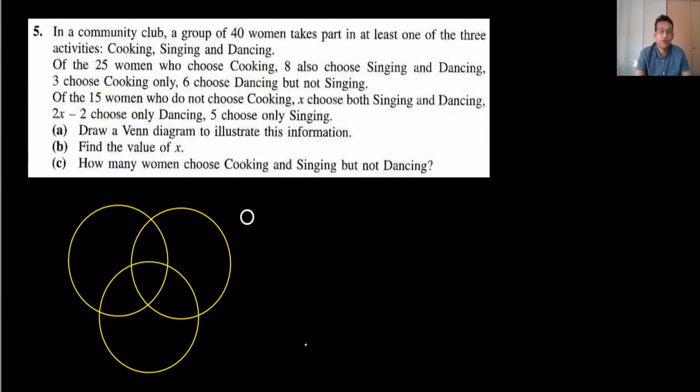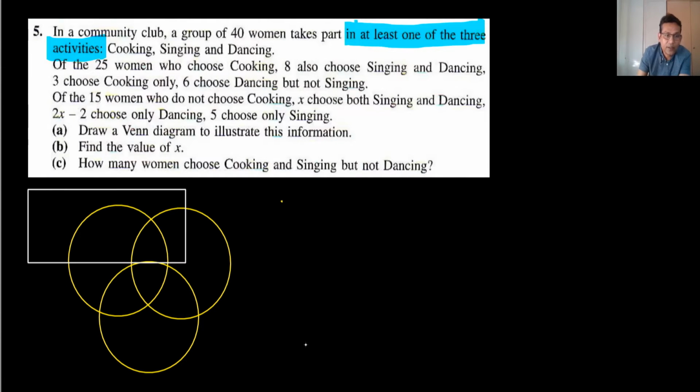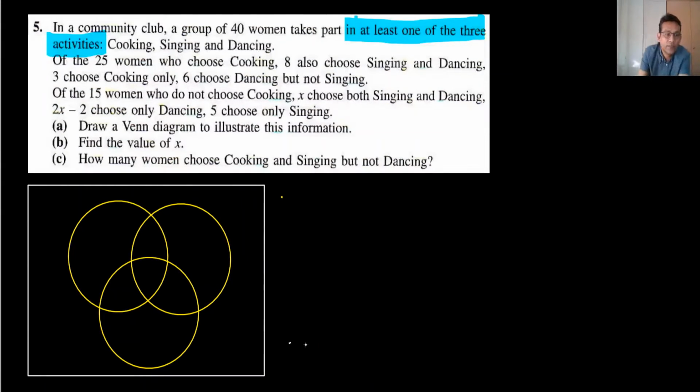This type of question I have already done, 3 circles, because it's given here. You can see here in the community club group, 40 women take part in at least one of the 3 activities. So this is very important to draw this shape. So I can suppose this is x, but let me check. Okay, I can do one thing. I can make a rectangle first. This rectangle means total are 40. Universal set, number of universal set is 40. Okay, moving to next part.